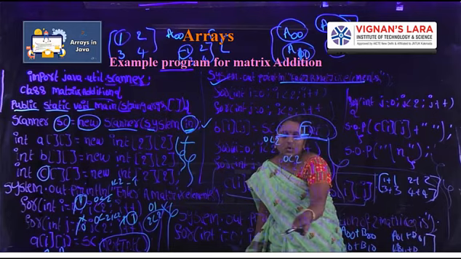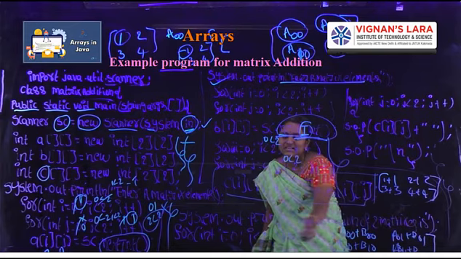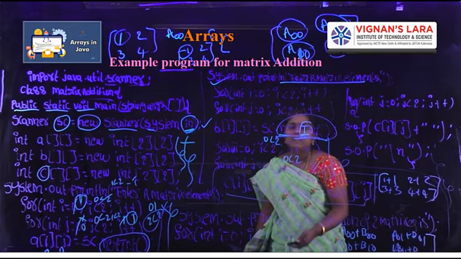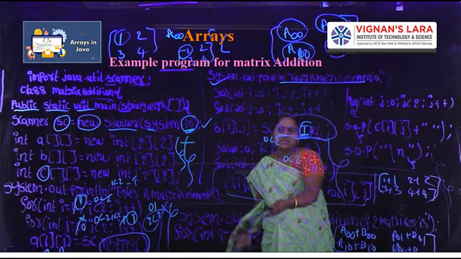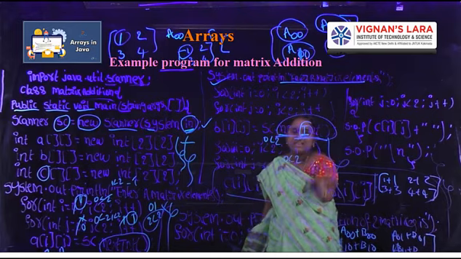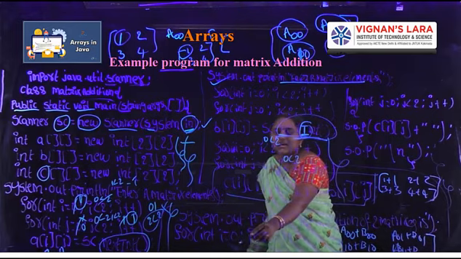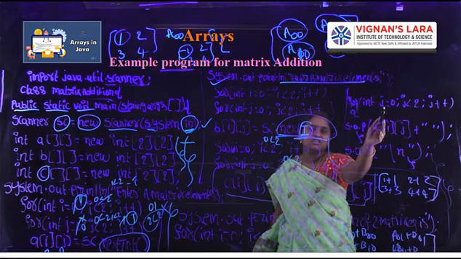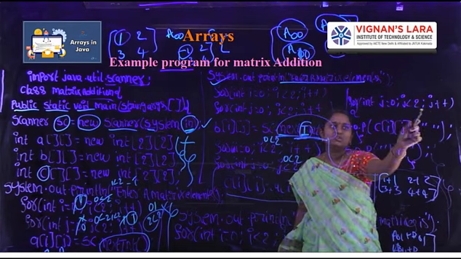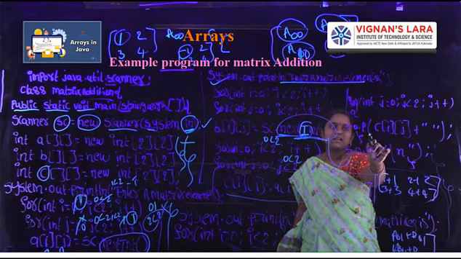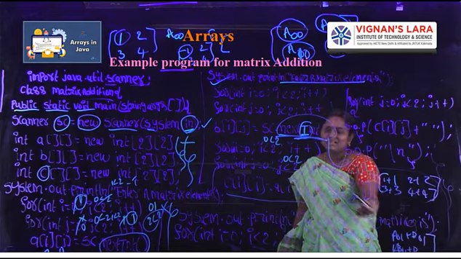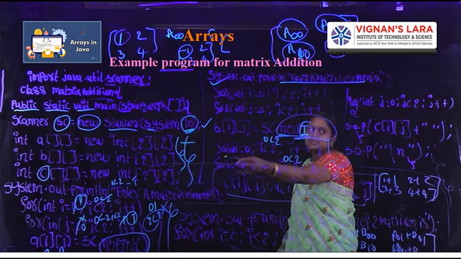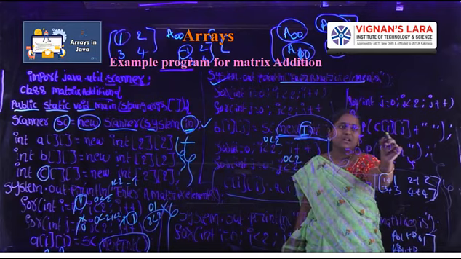Next one, System.out.println, the addition of 2 matrices is. Next one, we display the final resultant matrix. That's why I am writing these 3 steps in a for loop. Again, I am writing here int i equal to 0, i less than 2, i plus plus. Next int j equal to 0, j less than 2, j plus plus. Here System.out.println. Finally, we have to print the resultant matrix. The resultant matrix is stored in the C variable. Here System.out.println C of ij.